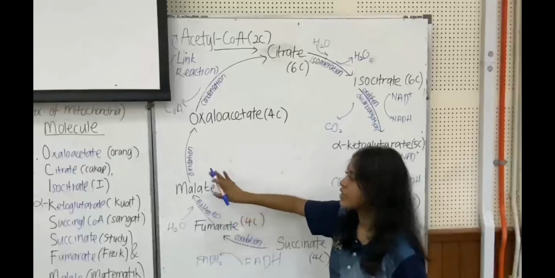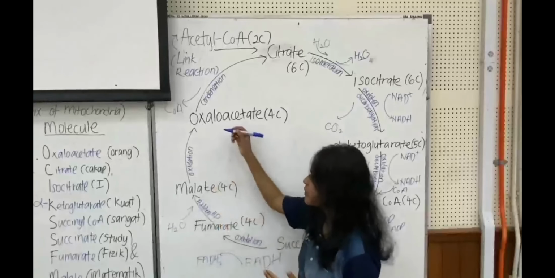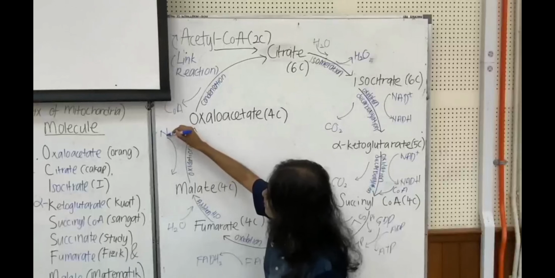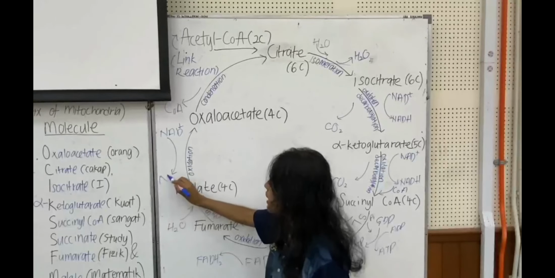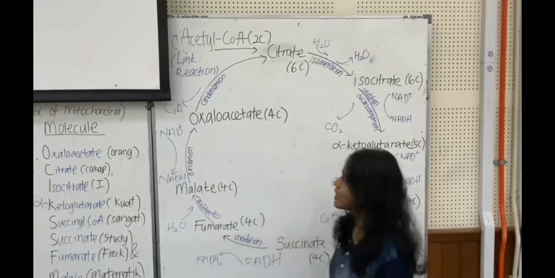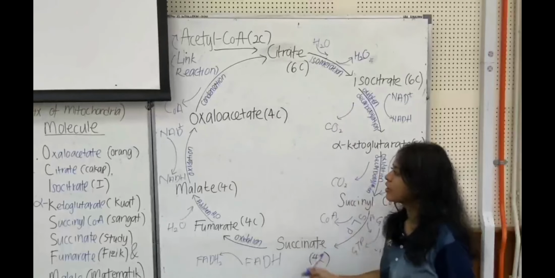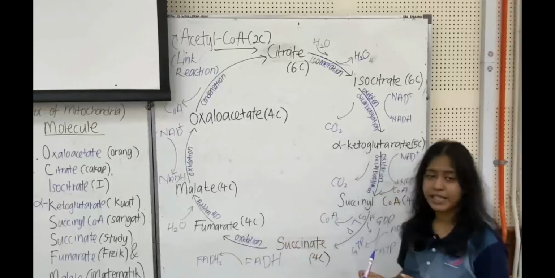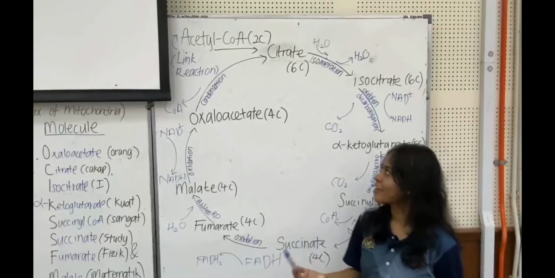Malate will undergo oxidation, and here you will use NAD+ again. Okay, so what happens is NAD+ is turned into NADH. Okay, so then you can form oxaloacetate, and the whole cycle will repeat and repeat and repeat to form ATP for our body. Okay, so yeah, that's the end of the Krebs cycle.